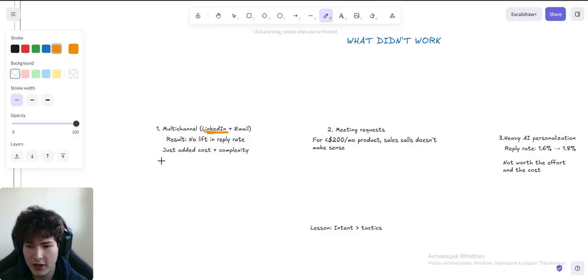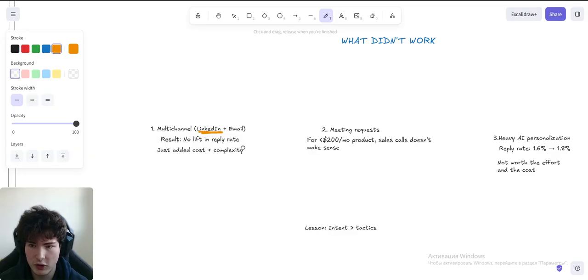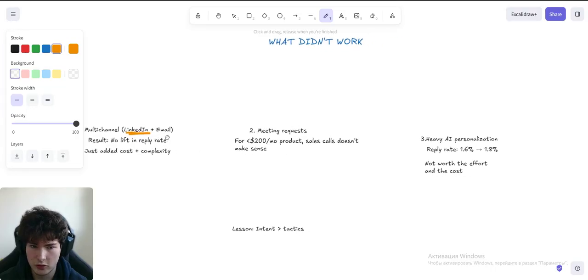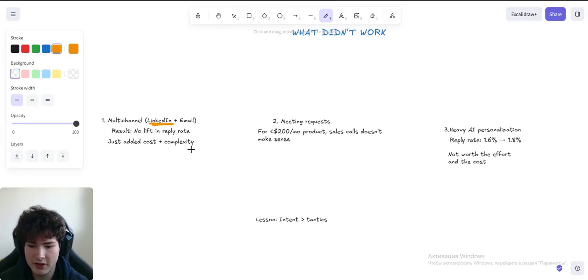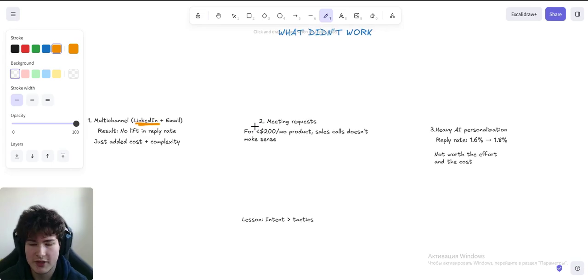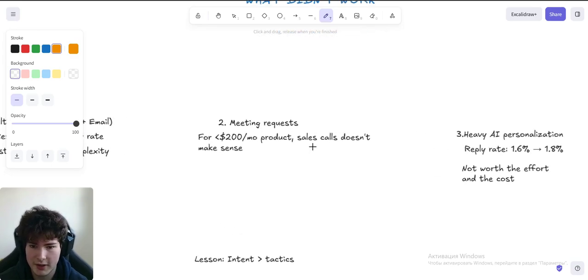And of course, we're going to be testing it again later down the line, but so far, from what we tried, running it together with email didn't move the needle at all. So that specifically is what didn't work for us. It may work for you. I'm just speaking from my experience.